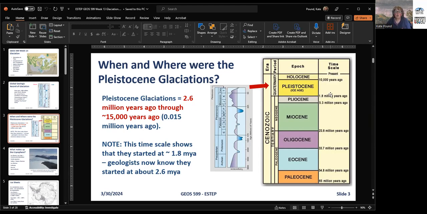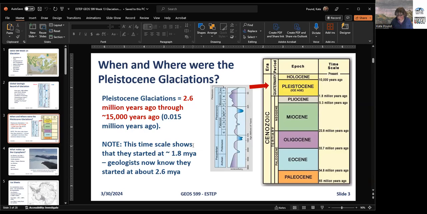So you will see all sorts of numbers in whatever literature you look at for the base or the start of the Pleistocene. Here, I love this diagram, so I kept it, but the 1.8 million years is wrong. We now know it's 2.6 million years ago. So just bear that in mind.